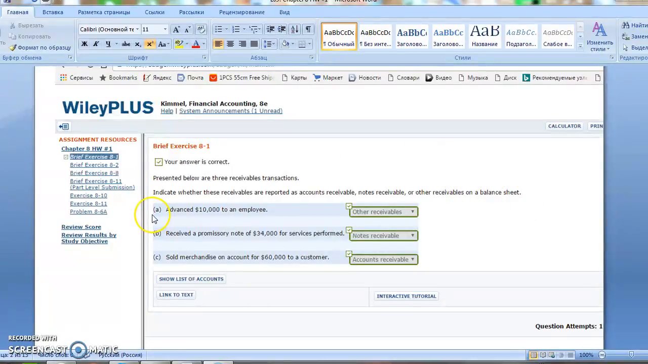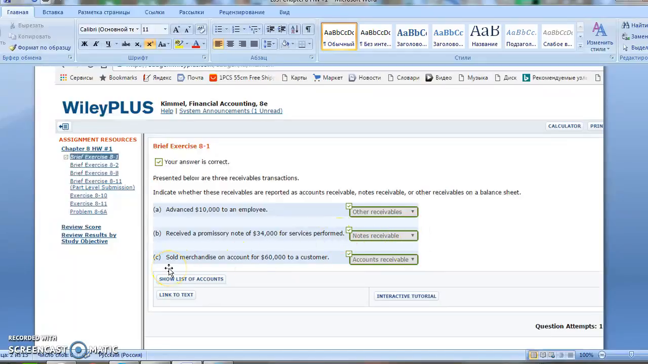Point A claims that the company advanced $10,000 to an employee. Because this payment applies not to sales but to operational expenses, it is not a payment for goods or inventory sold, so we indicate it as other receivables. Point B claims that the company received a promissory note of $34,000 for service performed. So it is obviously notes receivable.